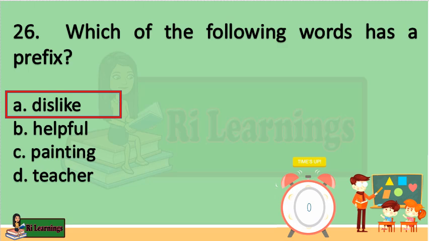Explanation of other options. B. Helpful contains the suffix ful, but no prefix. C. Painting contains the suffix ing, but no prefix. D. Teacher contains the suffix er, but no prefix.